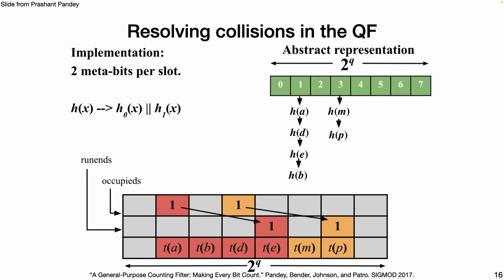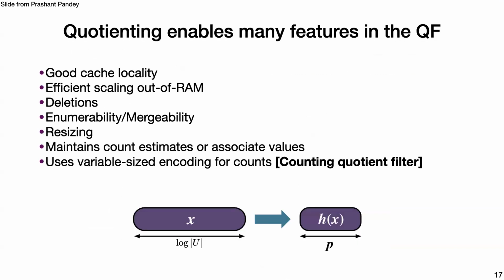Does that make sense? Okay. So that is quotient filters. That's pretty much it. And quotienting allows a lot of features that didn't happen in the Bloom filter. First one is good cache locality, because you just have to write one element into the quotient filter, and maybe you have to do some shifting, but all the shifting is contiguous. Whereas in the Bloom filter, you had to do arbitrary probing based on your hashes.